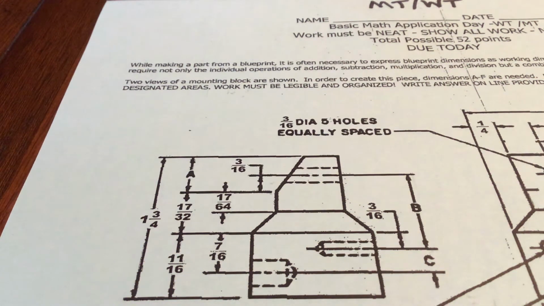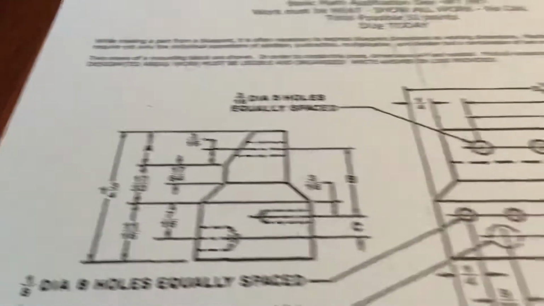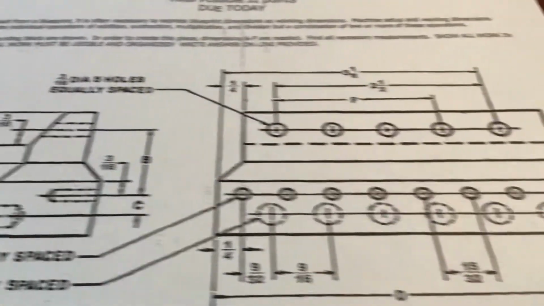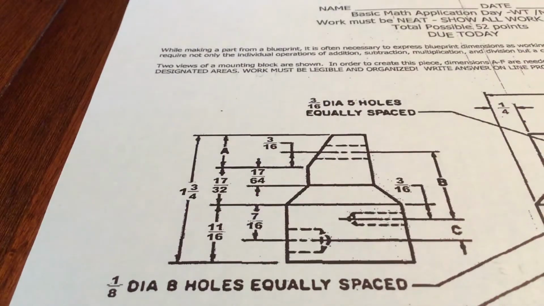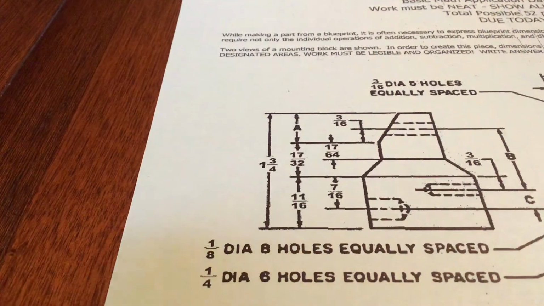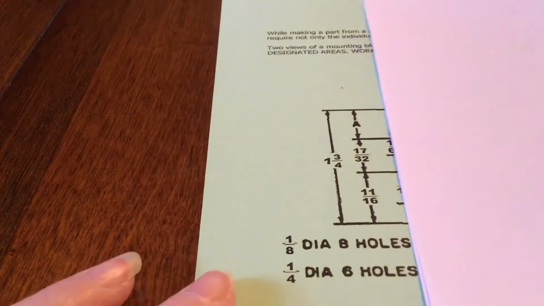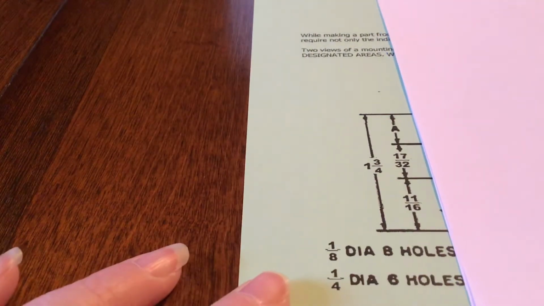This is the basic math application for welding and machine technology. On this you have a blueprint here, and then you're asked to find A, B, C, D, E, and F. I'm going to try to walk through some of these to help you out. We did adding, subtracting, multiplying, dividing fractions right before we left in class. So I'm going to cover this up right here.